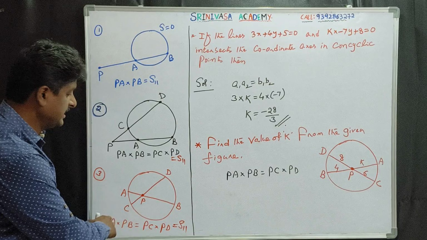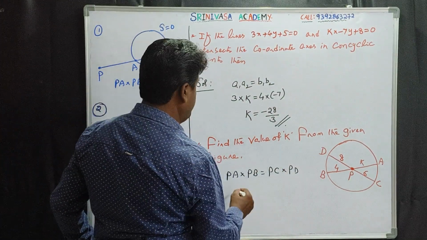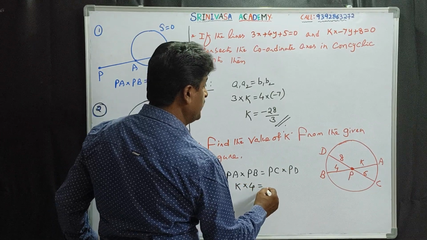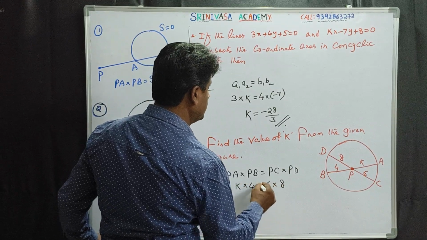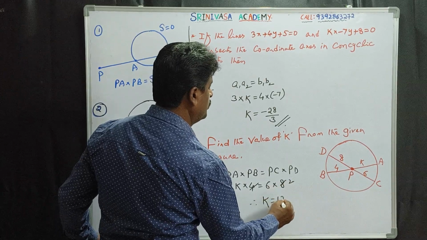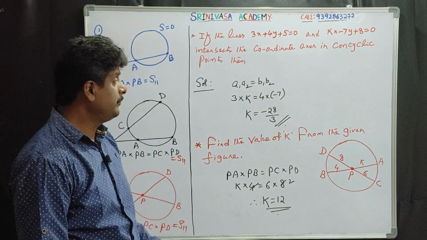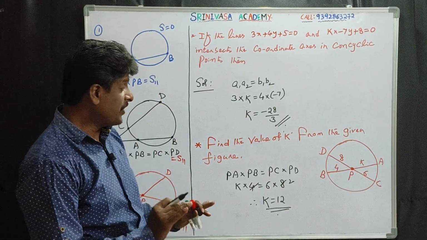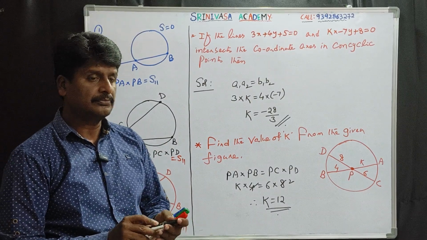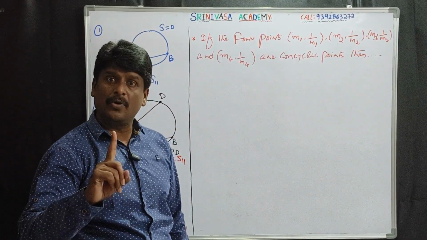Just now we have discussed it before starting our problems. PA into PB: K into 4 is equal to PC into PD: 6 into 8. 4 ones are 4, 4 twos are 8. Therefore, the K value is 12. So this is the way to find an unknown value from the given concept. See, regarding concyclic points, one more concept.